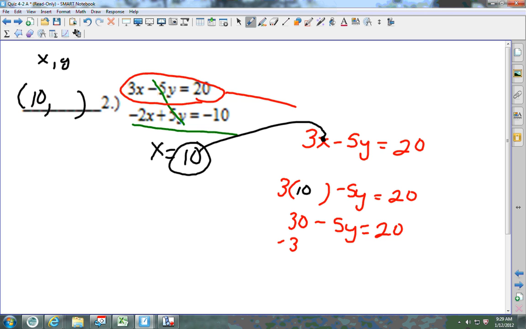I'm going to subtract 30 from each side. -5y equals -10. I'm going to divide by -5. y equals 2. Your answer should have been 10, 2.